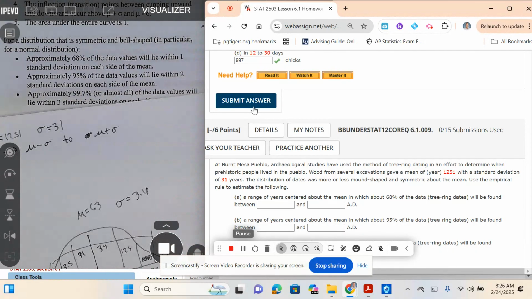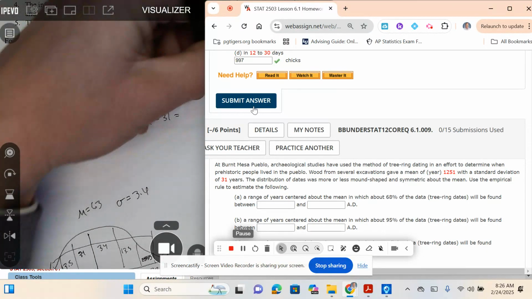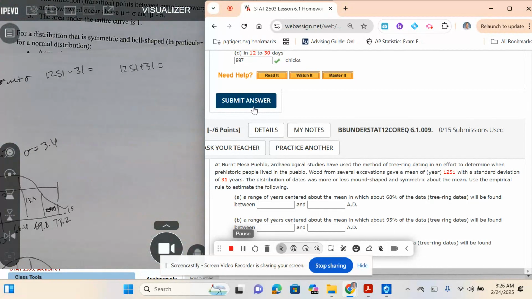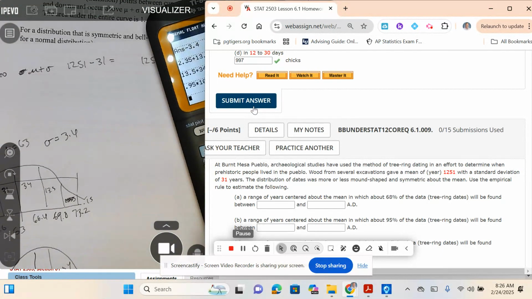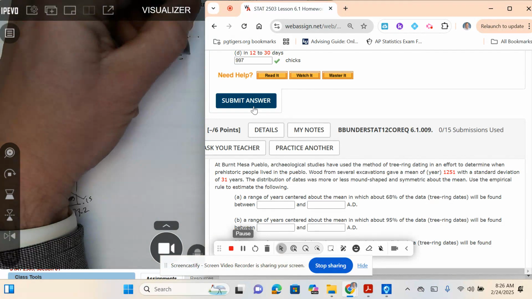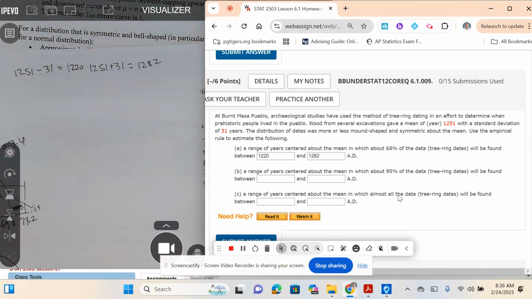So what does that mean? I'm going to take my mean, 1,251, subtract 31, then 1,251, add 31, and get my answers here. So these will be my boundaries. I subtract a standard deviation, and then I add a standard deviation. So for 68%, you're one below to one above. So 1,220 to 1,282.